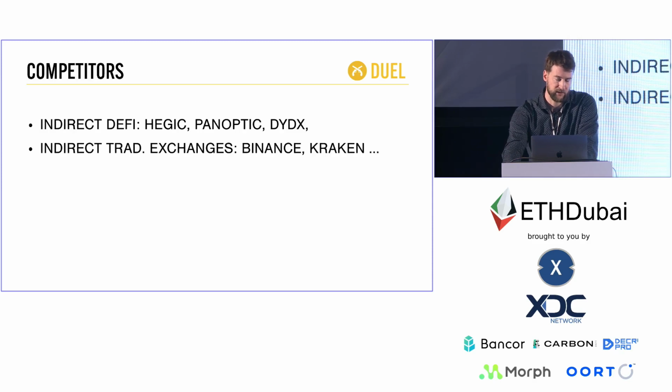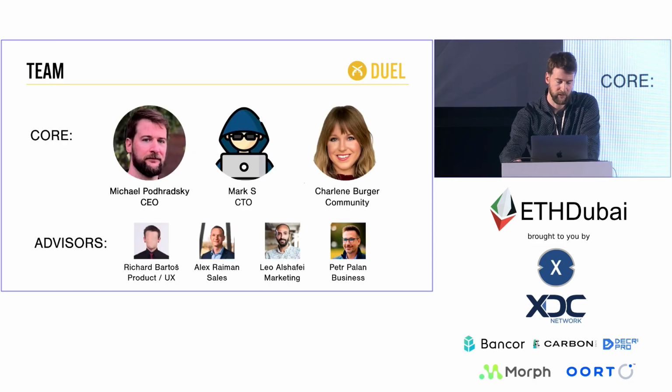Our competitors in the crypto space are not really existent yet. So we mostly compete as a new product with the traditional established derivatives, and they are offered in DeFi, for example, in Hegic, Panoptic, dYdX, or traditional exchanges such as Binance, Kraken, and so on.